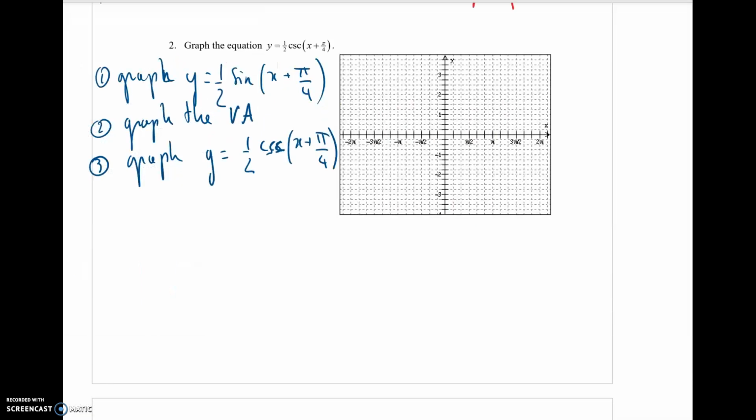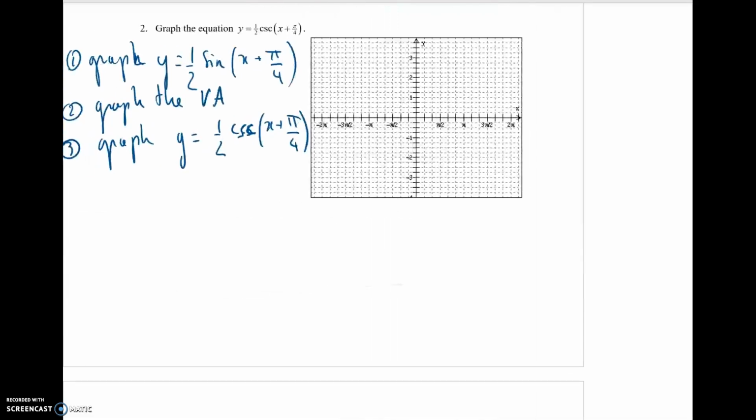So now you are going to graph the equation y equal 1 over 2 cosec of the angle x plus pi over 4. The angle is x plus pi over 4. So first, graph y equal 1 half of sine of the angle x plus pi over 4. Then mark the vertical asymptote. As you know that the sine cannot be equal to 0, the sine of the angle x plus pi over 4 cannot be equal to 0 in the expression of the cosec. And then you will be able to graph 1 half of cosec of x plus pi over 4 very quickly, very easily.